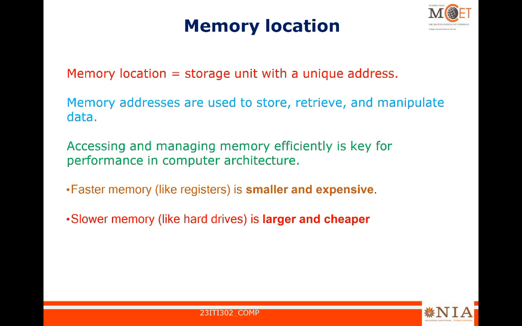These things are accessible with respect to the memory distribution, such as fast memory and slow memory. Accessing and managing memory efficiently is a key factor in computer performance and architecture. Faster memory is expressed in terms of registers, whereas slower memory is hard drives. Hard drives, whether hard disk, internal hard disk or SATA hard disk, all come under slower memory. The faster memory is, for example, a register.